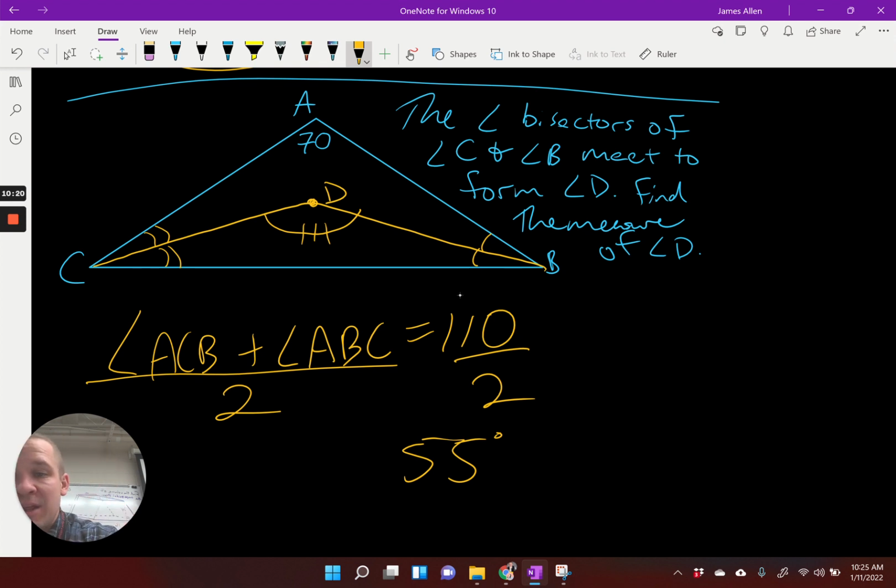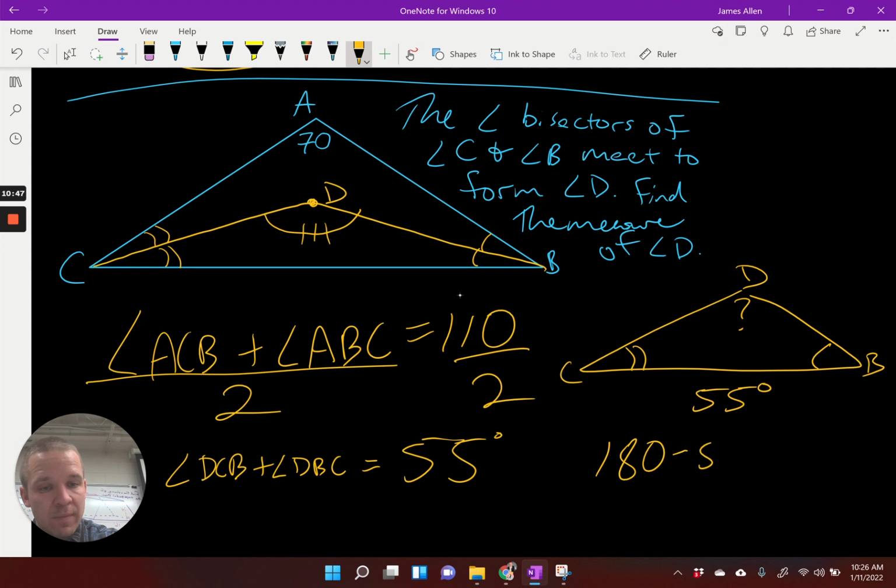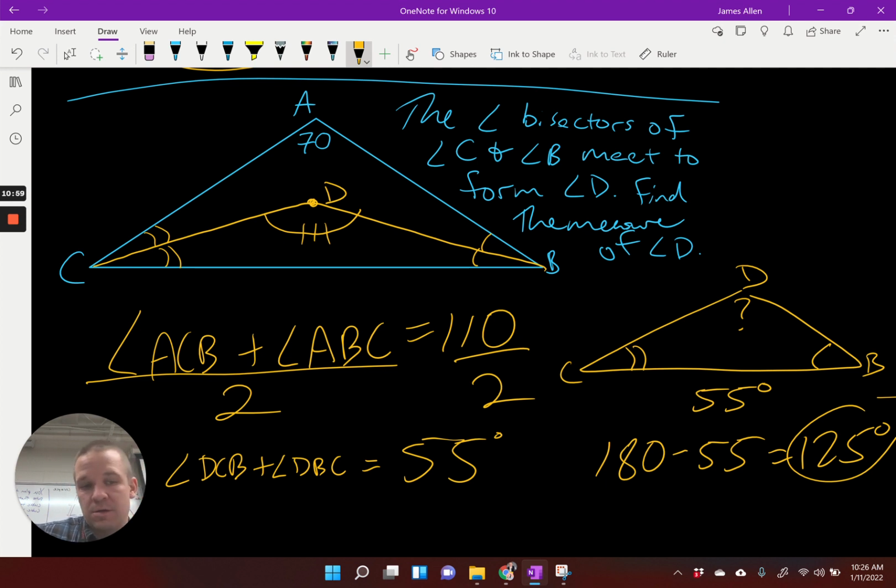So what we're saying here is this angle, angle DCB plus angle DBC is equal to 55. So now I'm dealing with this triangle here. These two angles will add to 55 degrees. So what's left over for angle D up here? Well, 180 minus 55 is going to be, drum roll please, 125. Hope that's right. Yeah, cool, awesome. 125 degrees is my answer for this bad boy right here.